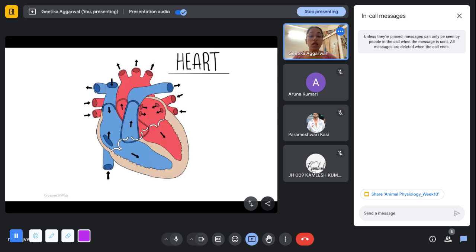Coming to the heart, can you tell me what are the four different chambers present in the heart and what are the different valves present in the heart? This is a basic diagram of the heart you can see here. Can you tell me what these four different chambers are and what the different valves are? You can see that there are two chambers in blue, two in red, and there are four valves in white.